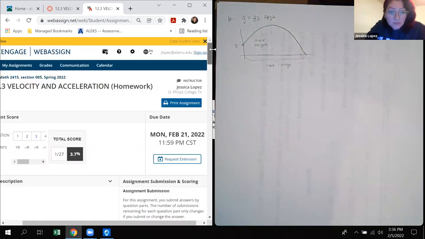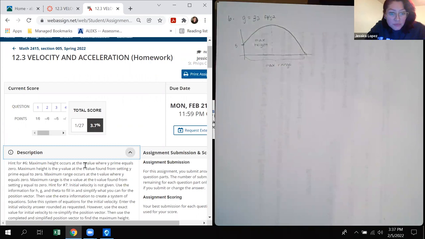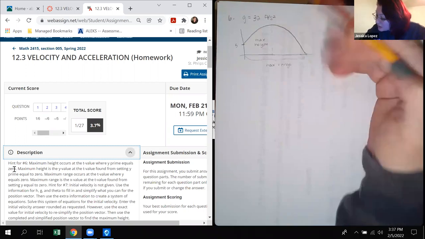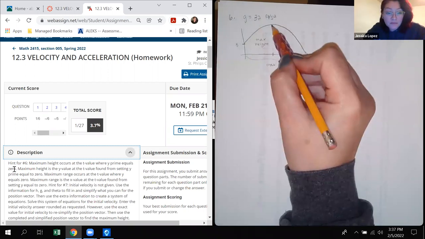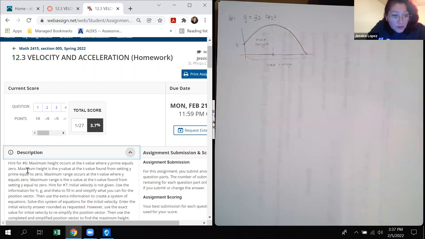I'm going to go back up there just so I can read through it and try to make some sense of it. It says the max height occurs at the t value where y prime equals zero. So if you find the derivative and you find where the derivative is equal to zero, that t value tells you this t value down here. Once you know that t value, you plug it into the y component of the vector and you'll be able to find that maximum height. It says the maximum height is the y value at that t value found from setting y prime equal to zero. So hopefully that makes some sense now and why you're doing that.